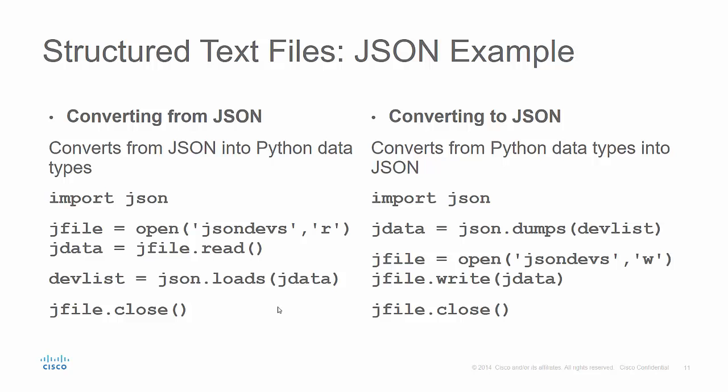In order to convert to JSON, again, you will import the JSON library. If you have a Python data structure called devlist, then what you will do first is you will perform the conversion function calling JSON.dumps and passing in your Python data structure. The result is going to be a string of JSON data in the variable JData. Once you have JData, you can open your file and write it out, and the end result is that you have a file filled with JSON data.